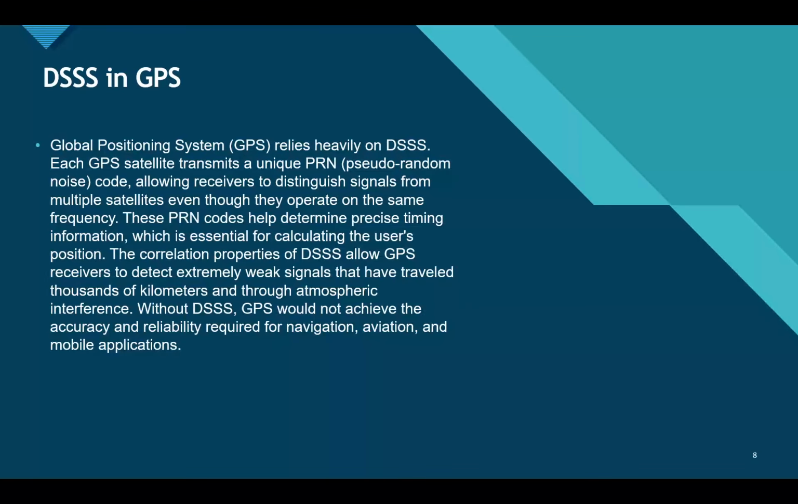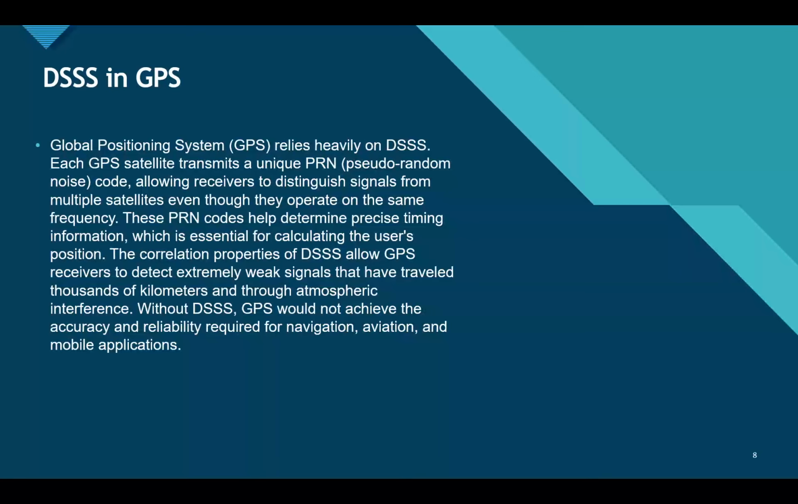Now we will see some use of DSSS with an example in GPS. So as we all know, GPS is widely used in day-to-day life. GPS uses this DSSS technique very heavily. Each GPS satellite transmits a unique code that helps the receiver differentiate between signals even though all satellites use the same frequency. This code allows exact timing measurements which are crucial for calculating your location.